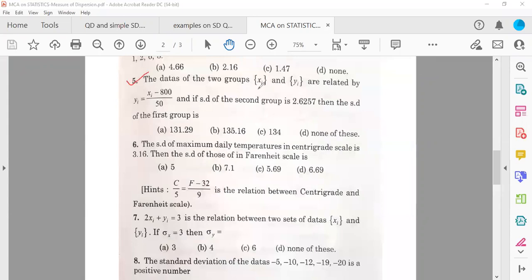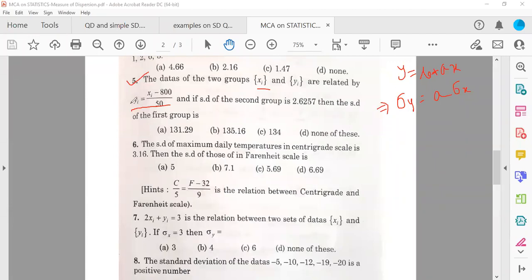Two data sets of x and y are related by this equation. We already learned the formula: y equal to b plus ax, if two statistical variables are related by this equation, then sigma y equals a into sigma x. The value of b is not needed.